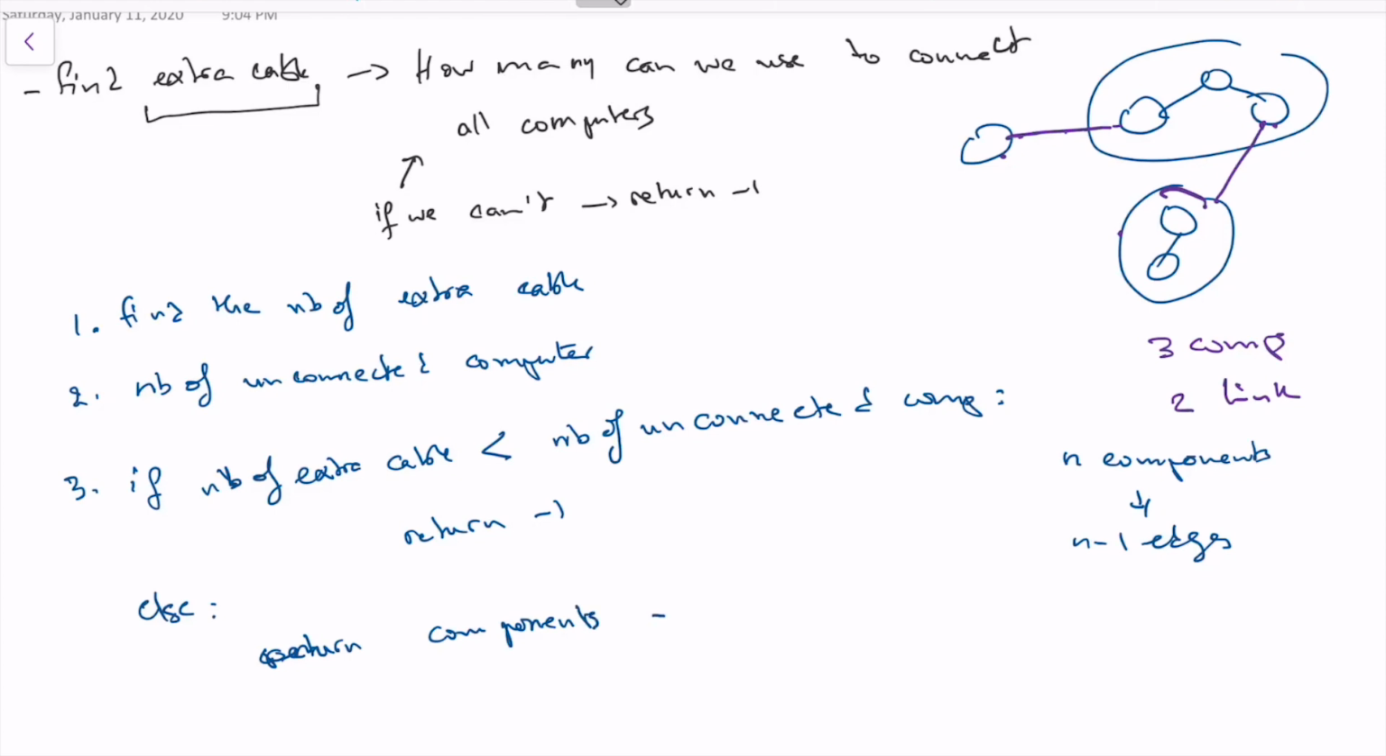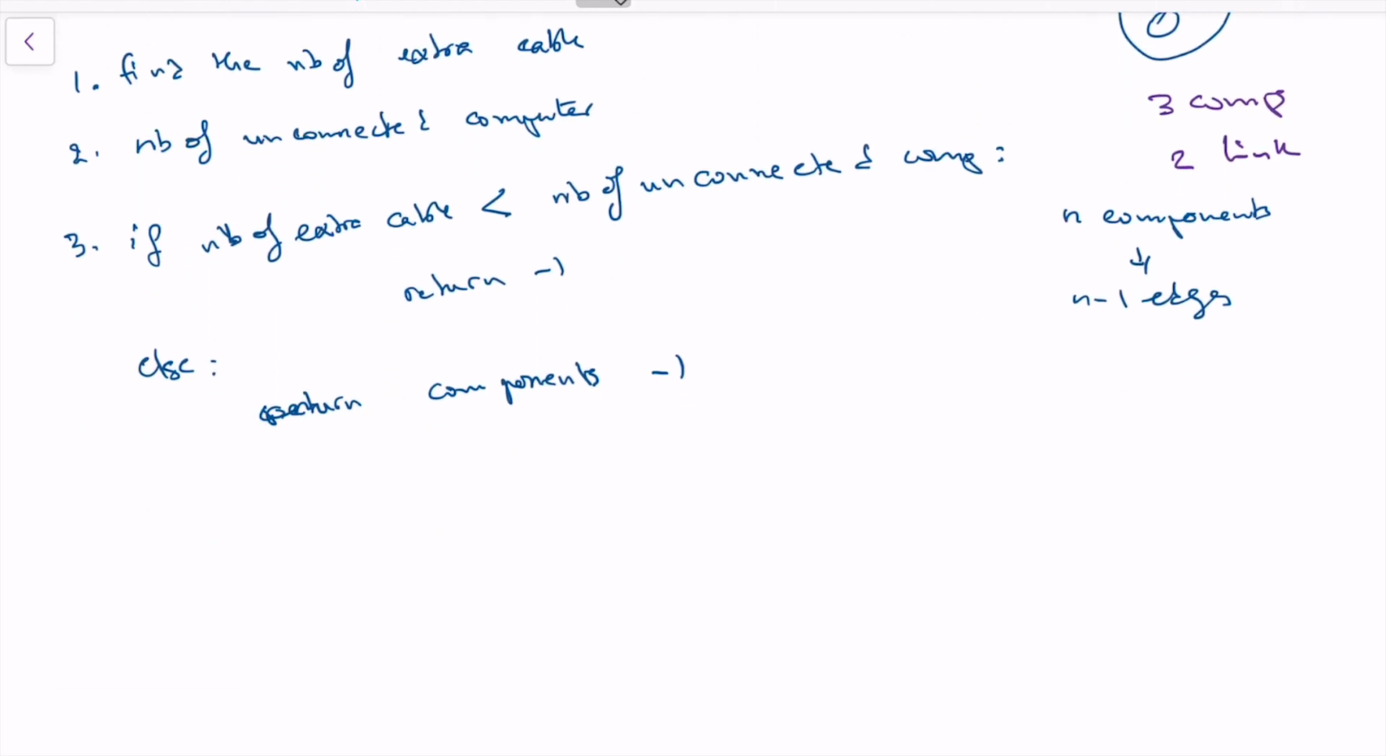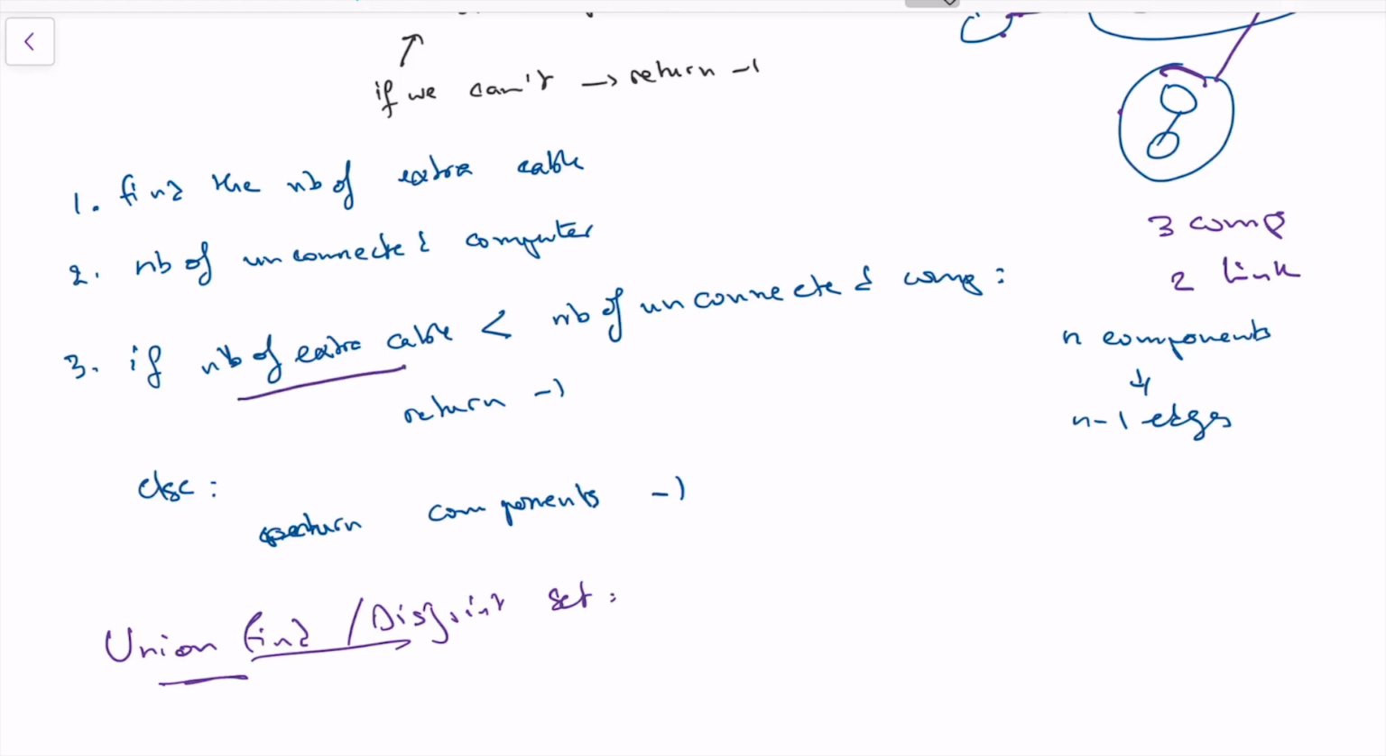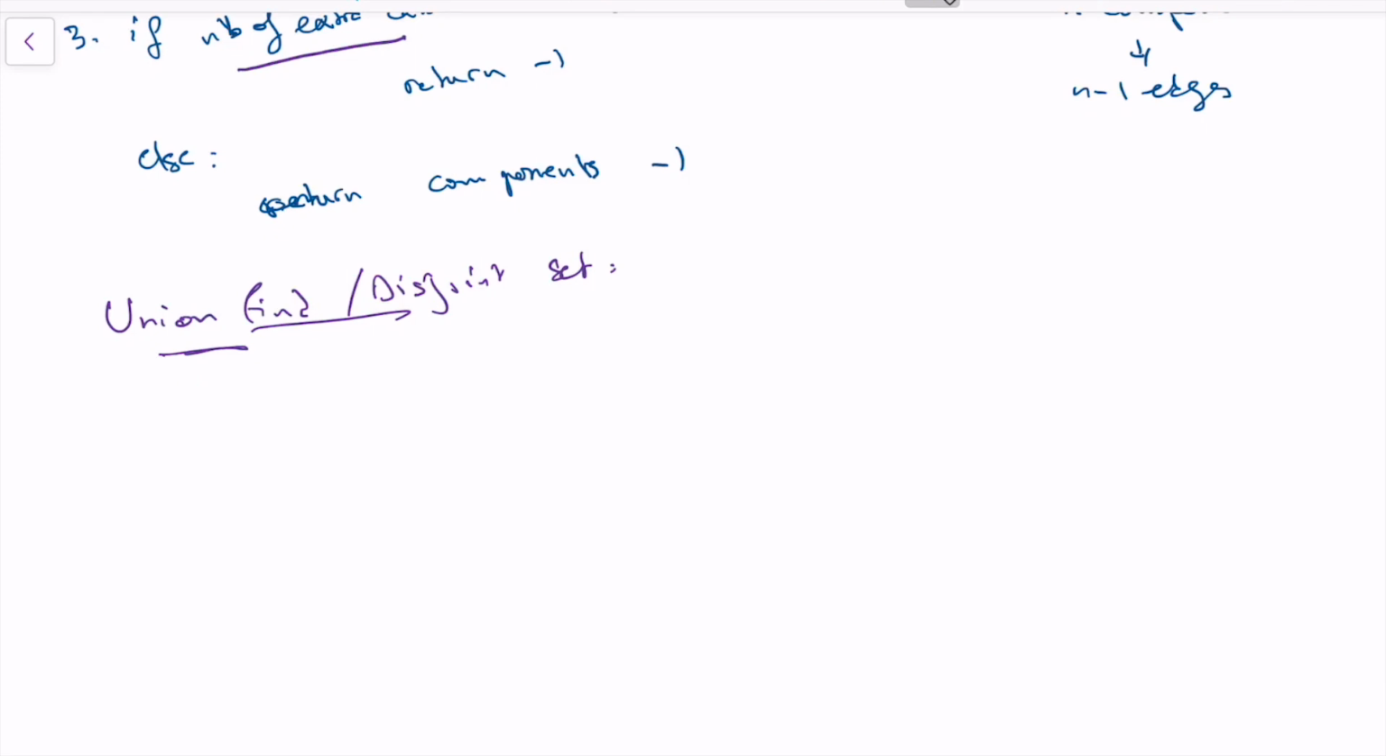And so how can we do this? Finding the number of components here, we can do that with union find, or disjoint set. So we can do it with a data structure called union find disjoint set, right? We can also find it with DFS, but if we use union find, we can find the number of extra edge cables by doing union find. Let me explain why. Let's take an example.